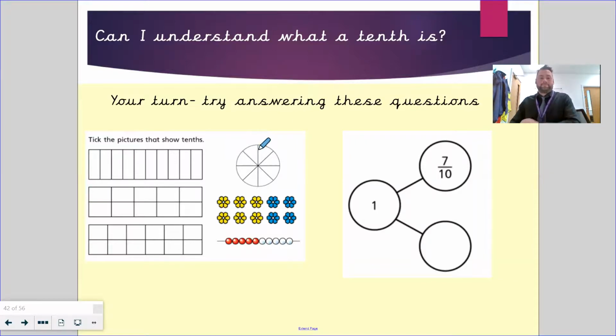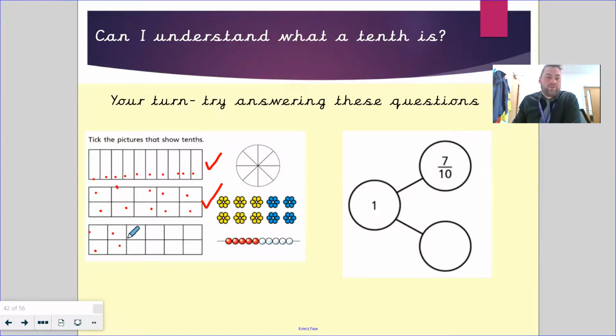So, tick the pictures to show tenths. Remember, a tenth is when we divide a whole number or a whole bar, rectangle, whatever, into 10 equal parts. So let's count. 1, 2, 3, 4, 5, 6, 7, 8, 9, 10. Yep, we can tick that one off. Okay, the next one. 1, 2, 3, 4, 5, 6, 7, 8, 9, 10. Yep, they show tenths as well.